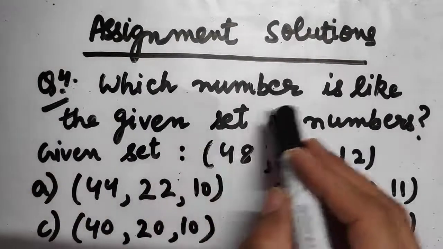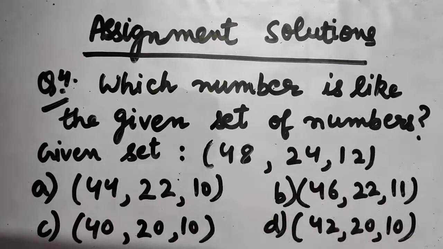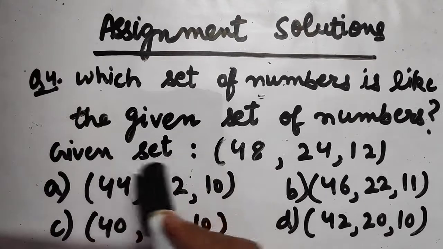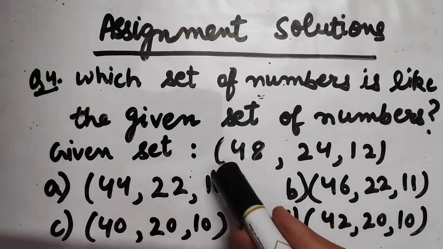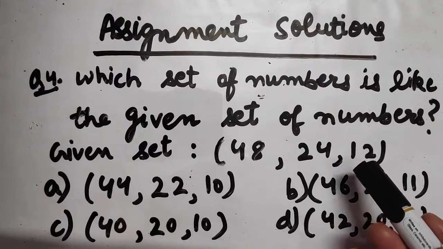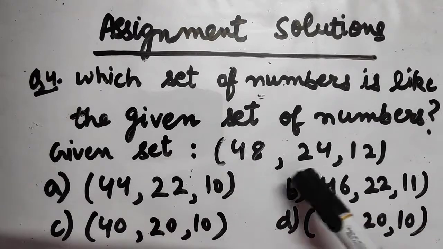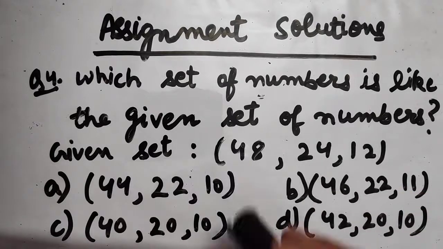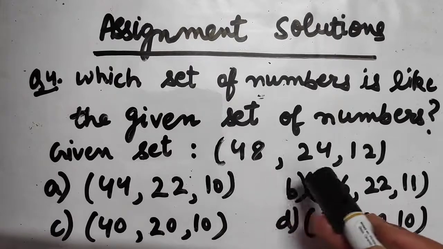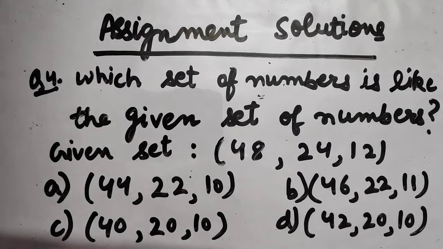Question number 4. Which number is like the given set of numbers, or which set of numbers is like the given set of numbers? So one set is given to us and we need to find out the same relation between the sets which are given to us in the options, which holds the same relation as it is given to us in the question, like 48, 24, 12. Now in this given set, the first number is twice the second and the second number is twice the third. I am repeating the relation. The first number is twice the second and the second number is twice the third. So similar relationship we need to find out.